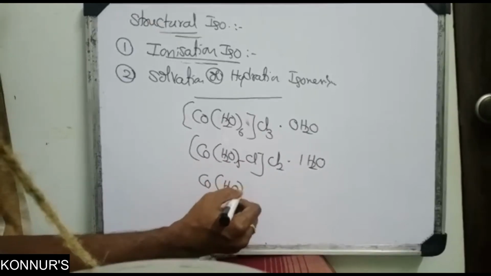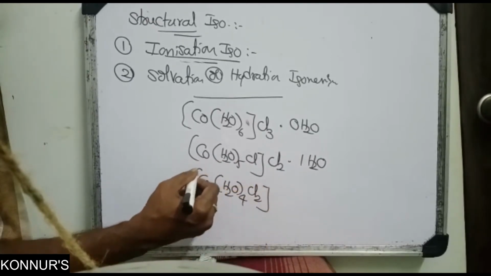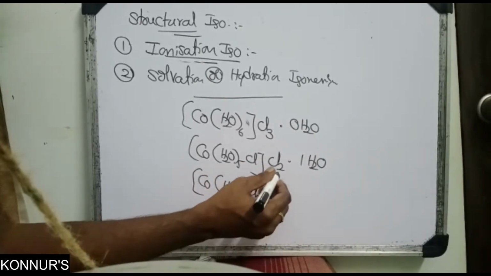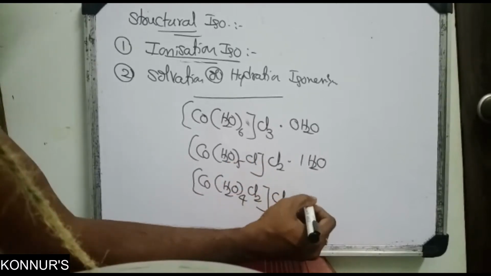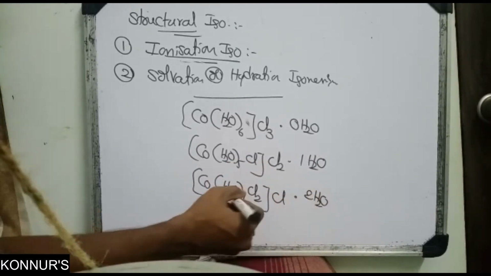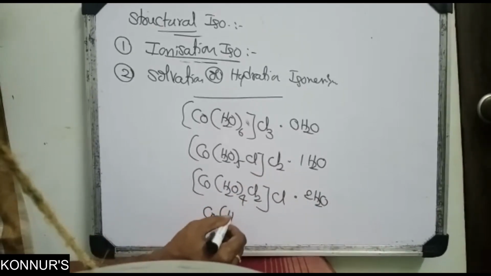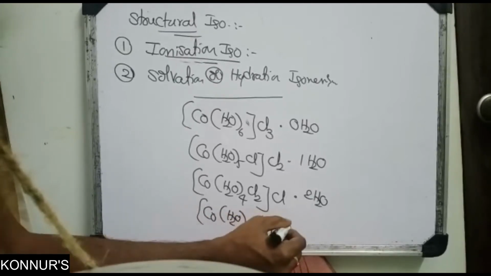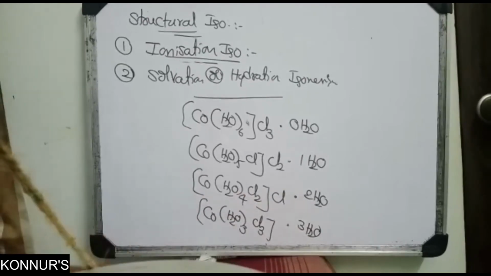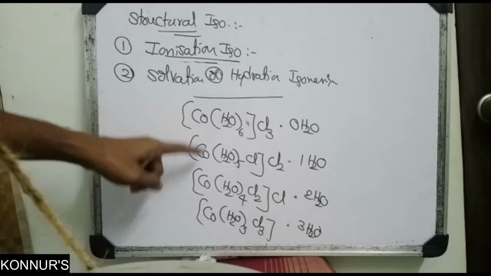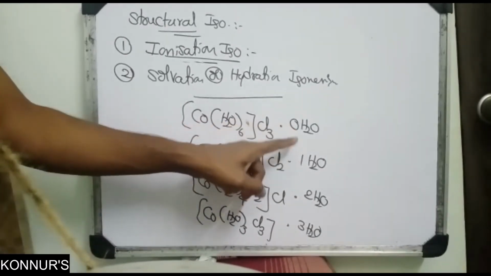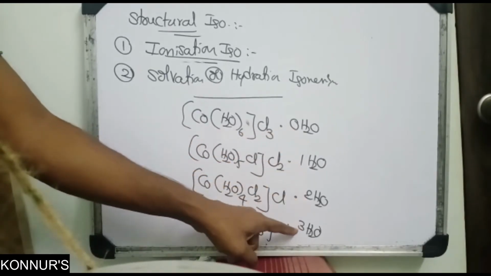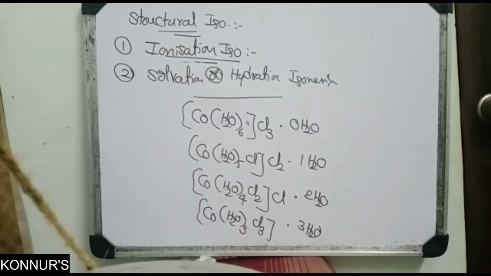[Co(H2O)4Cl2]Cl, with another chlorine taken inside. Chlorine inside means one, so here there are two water molecules. Next, this chlorine also you take inside: [Co(H2O)3Cl3]·3H2O. Suppose you see all these complexes, the formula is the same, but they are hydrated: anhydrate, monohydrate, dihydrate, trihydrate. The formula is the same.